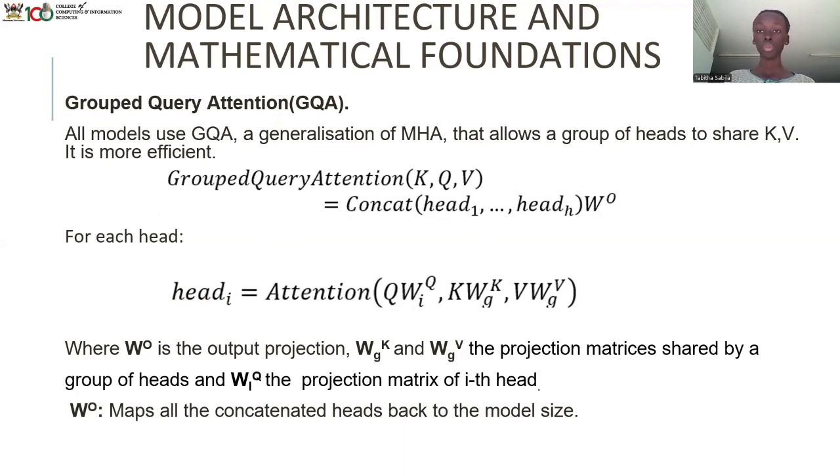All 3 models employ grouped query attention. Grouped query attention is a generalization of MHA, multi-head attention. The difference between the two is that in GQA, we have a group of heads sharing the same key and value vectors, which makes it more efficient when compared to MHA.